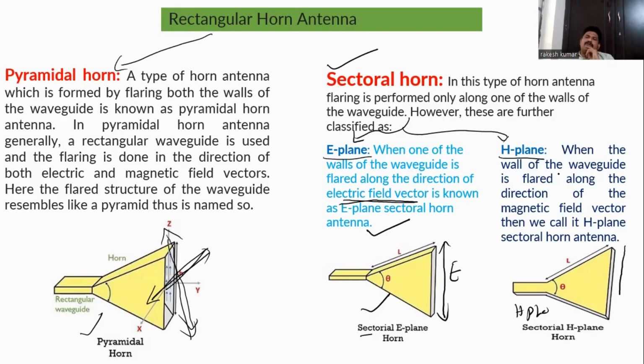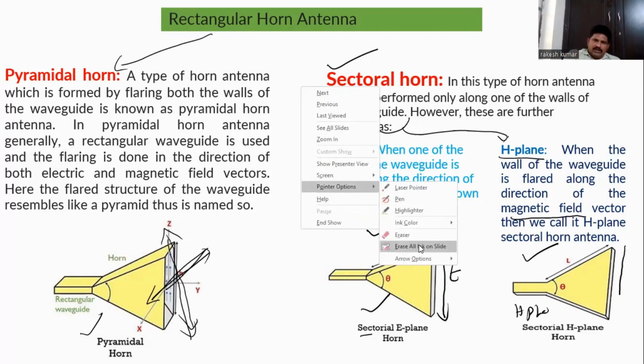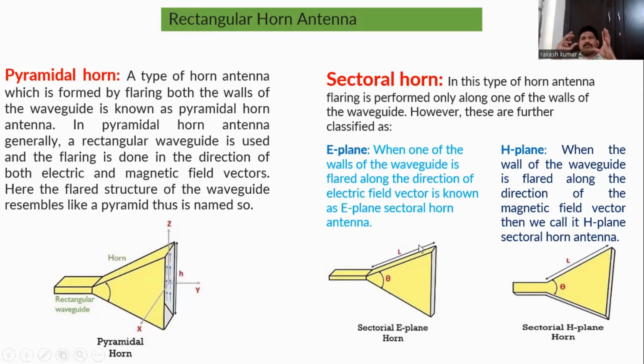What is meant by H-plane? When the walls of the waveguide are flared along the direction of the magnetic field vector, then it is called H-plane. So these are the broad, brief definitions.